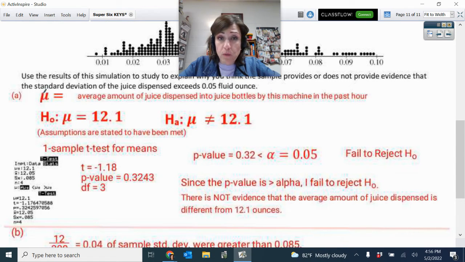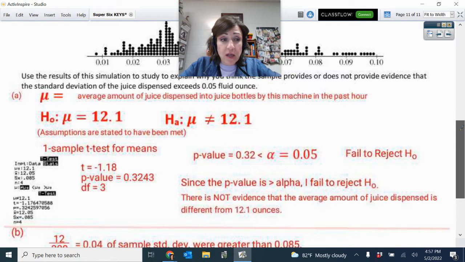Parameter is mu because it was about the average amount of juice dispensed into juice bottles by this machine in the past hour. Okay, so we were just doing it per hour, so that mattered. We're generalizing to the population of all of them. The null is that it was 12.1. Of course, the alternative, it said, does it provide evidence that they were different than 12.1? So that's why it was not equal to here. The assumptions were stated. The name of this was a one sample t-test for means.